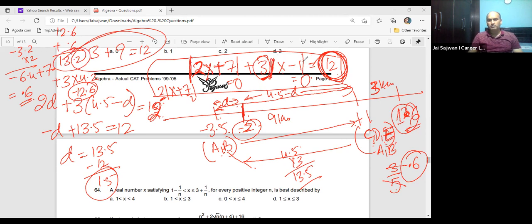You forgot to take the mod, sir. Mod means the value cannot be negative, it has to be always positive.